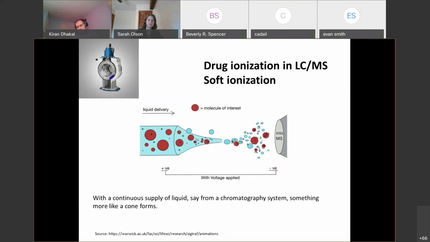This is how drugs are ionized in the LCMS, in the source, in the first part. When the separated drugs from the chromatographic column enter the ionization area on the front end of the mass spectrometer, they form a small droplet, which loses all the solvent around it. You apply a very high temperature to evaporate all that solvent, and you form a positively charged molecule.